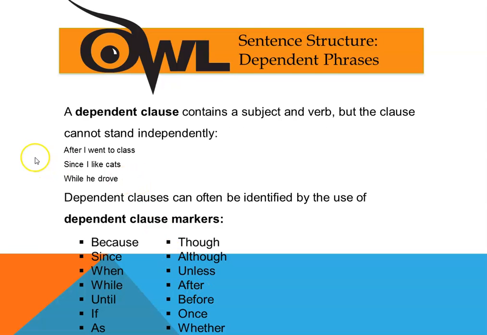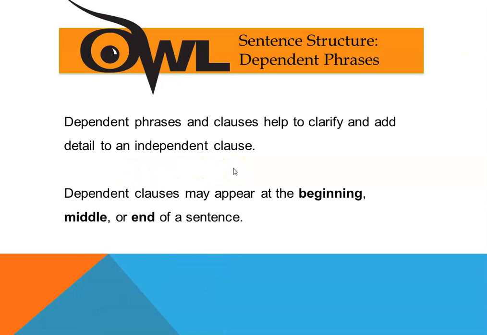So let's say the sentence was, since I like cats, I volunteer at the animal shelter. So we could have the sentence independently, I volunteer at the animal shelter. Adding on this phrase, since I like cats, adds detail and clarity, and helps explain why this person volunteers at the animal shelter.